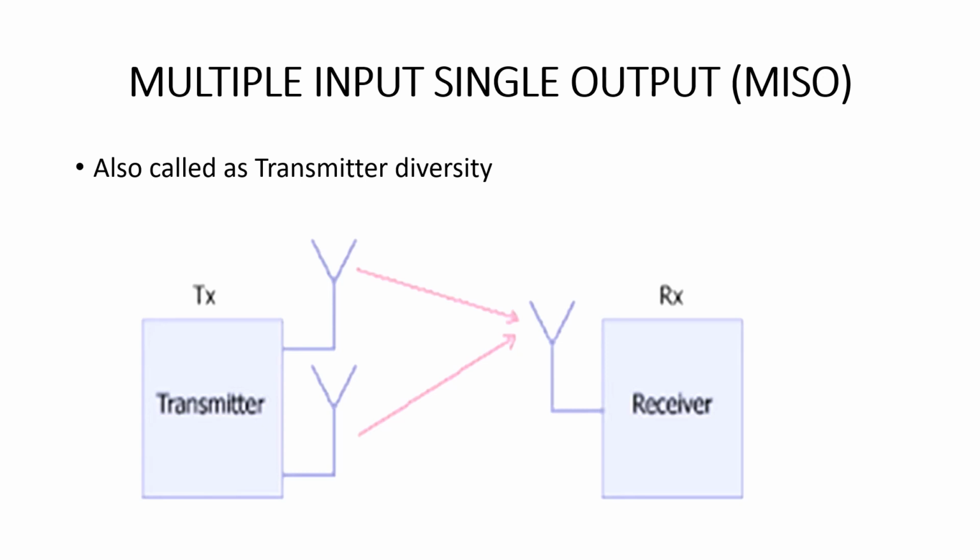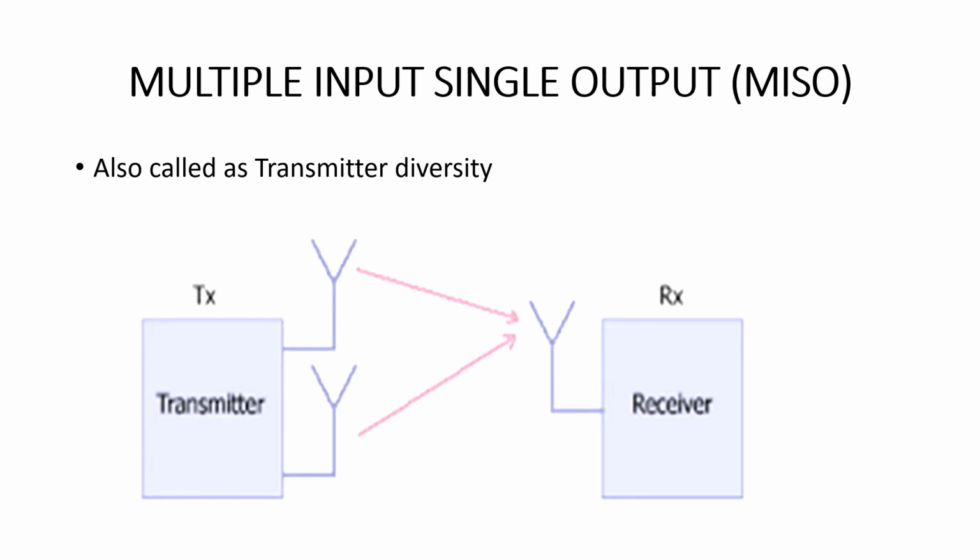That means the multiple versions of the transmitted signal, that is, multiple antennas in the transmitter, take multipath to propagate, and all the multipath signals will be collectively captured by the single antenna at the receiver side.